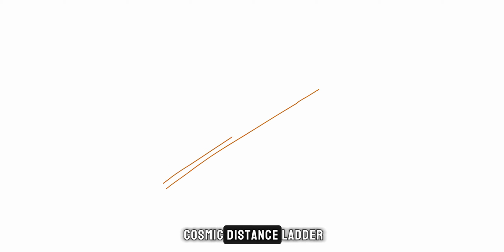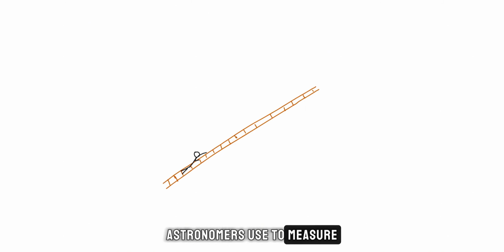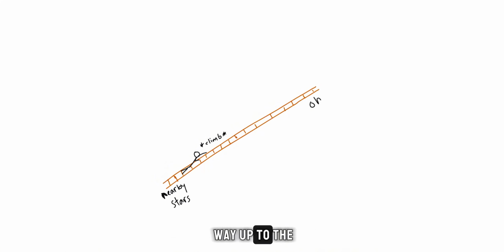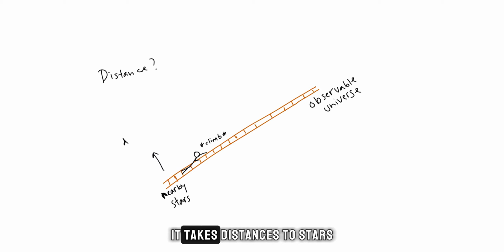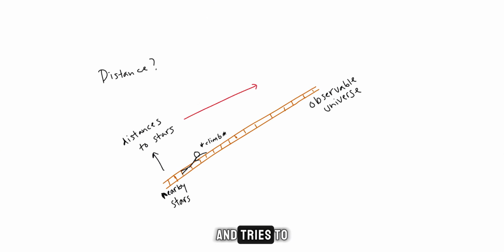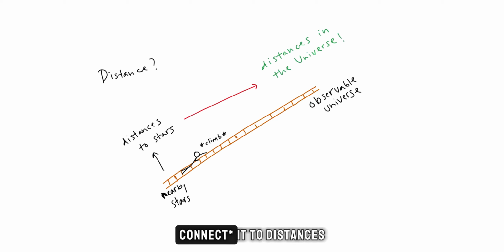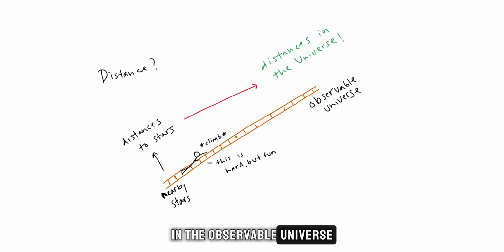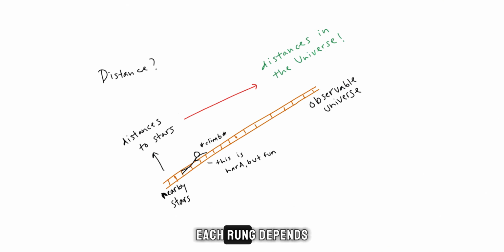So what is the cosmic distance ladder? It is a series of methods astronomers use to measure distances in space, starting with nearby stars and working all the way up to the edge of the observable universe. What does this have to do with distance? It takes distances to stars and tries to extrapolate them to distances in the observable universe. The first rung gets you started, but to reach higher distances, you need new tools and new techniques. Each rung depends on the ones below being accurate, so getting the foundation right is critical.